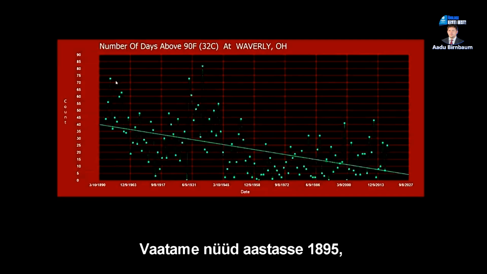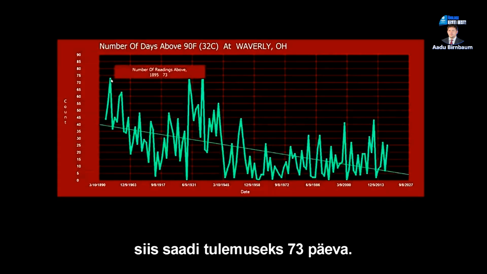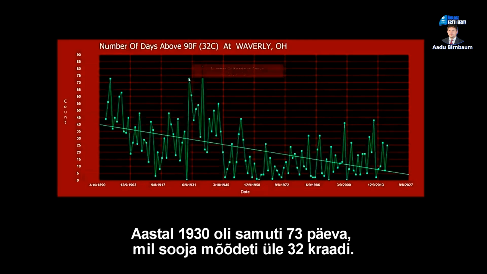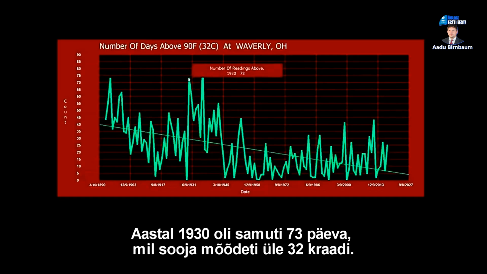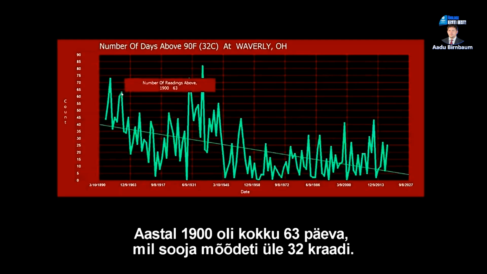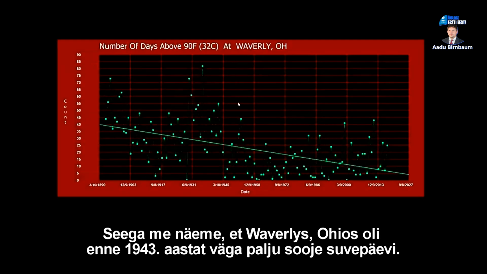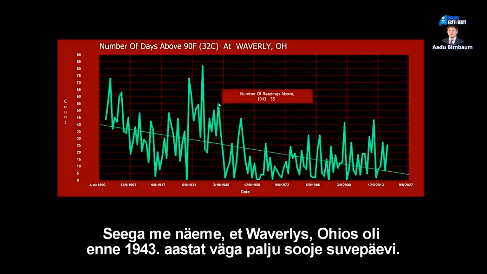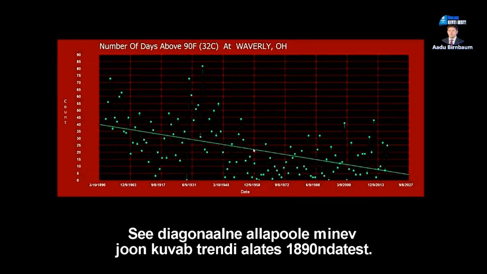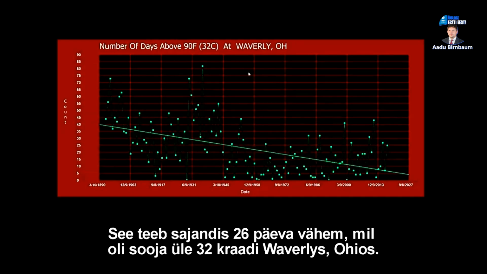Now let's look at 1895. They had 73 days over 90 degrees in 1895. How about 1930? 1930 also had 73 days over 90 degrees. The year 1900 had 63 days over 90 degrees. So you can see that Waverly, Ohio had a lot of very hot summers prior to the year 1943, but since then summers have been much cooler there. And this diagonal downwards line shows the trend since the 1890s. The trend is about 26 fewer 90-degree days per century at Waverly, Ohio.